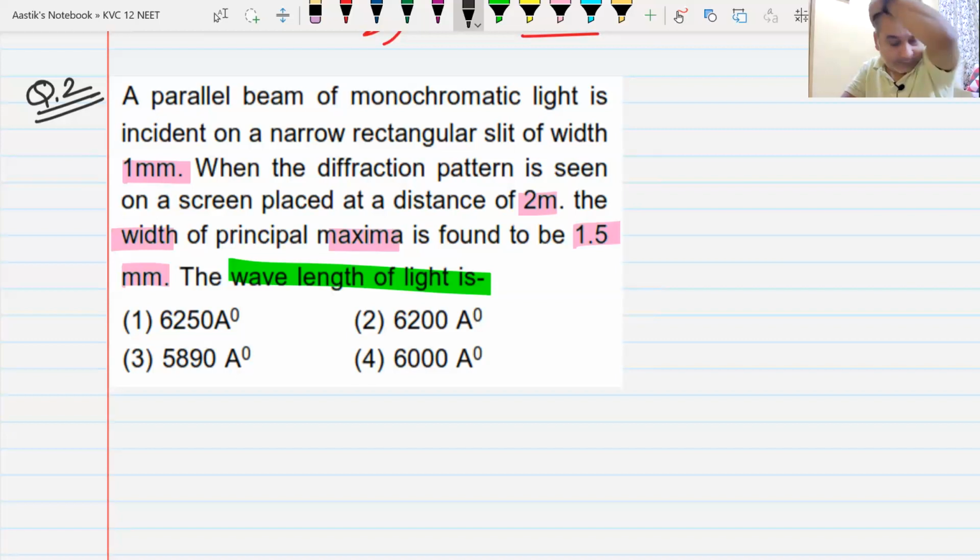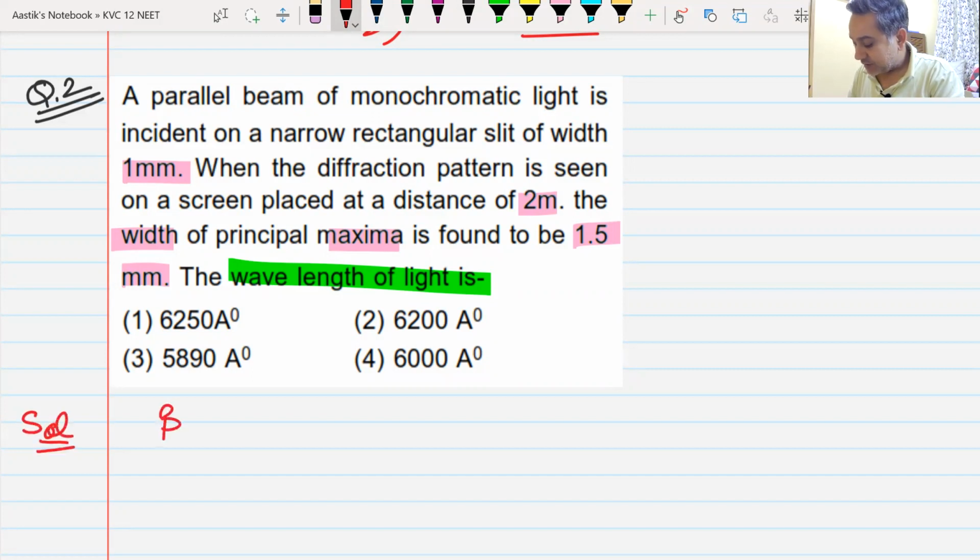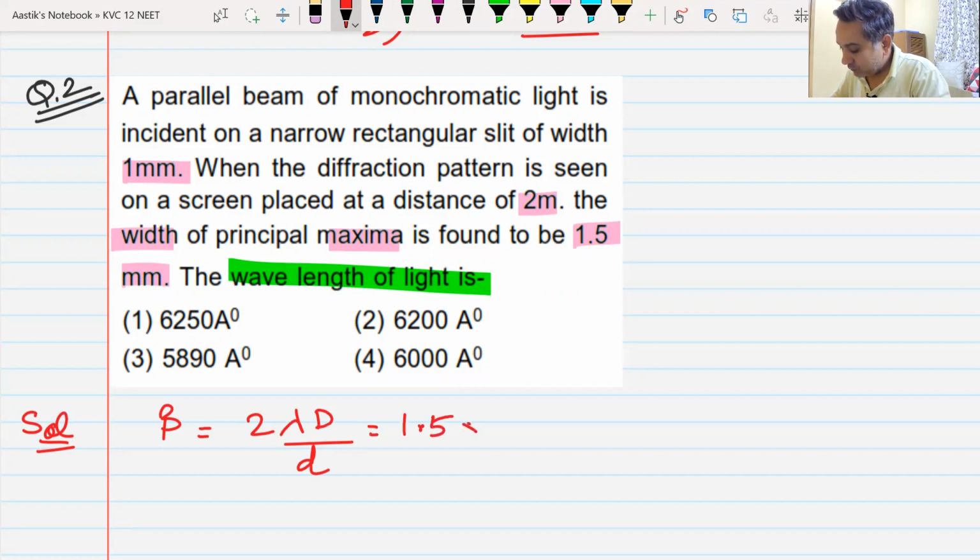Shall I do it now? The width of the principal maxima is given. Yes or no? The width of the central maxima is given as 2 times lambda D by small d. Yes or no? Yes, sir. That is given. That is given as how much? 1.5 mm. So 1.5 into 10 raised to the power minus 3.